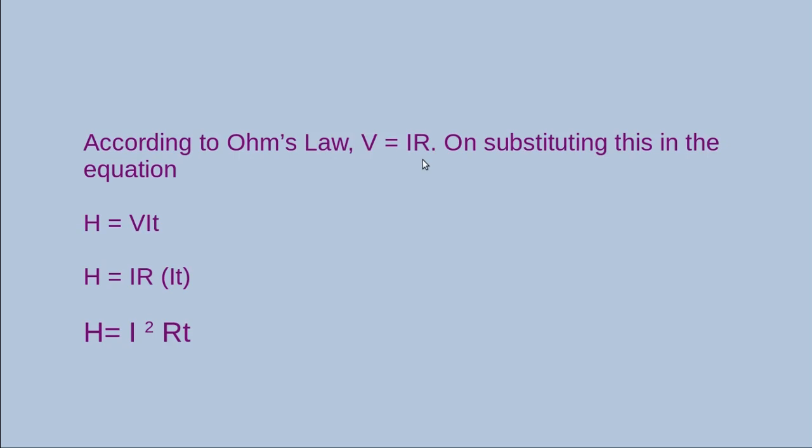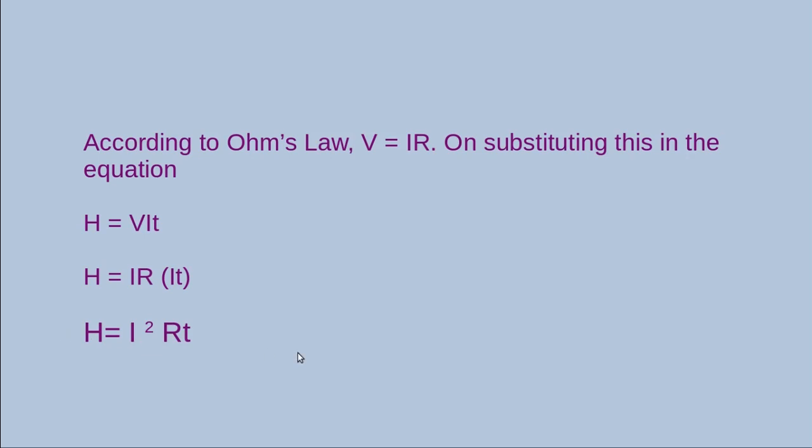On substituting V is equal to IR in the equation H is equal to VIT, the equation is represented as H is equal to IR into IT, then H is equal to I squared RT. From this, it can be realized why the nichrome wire alone became red hot.